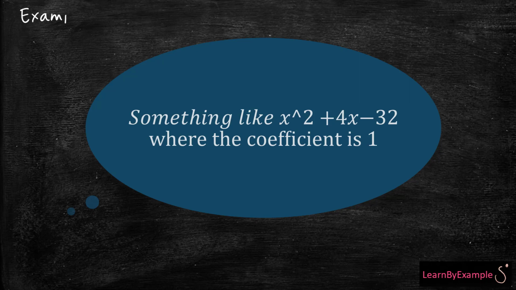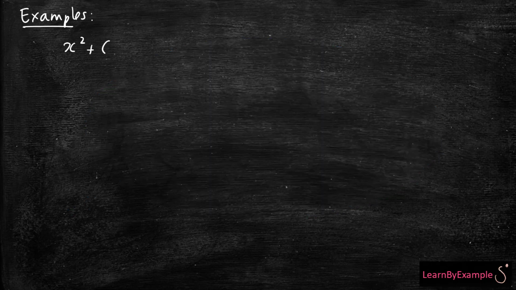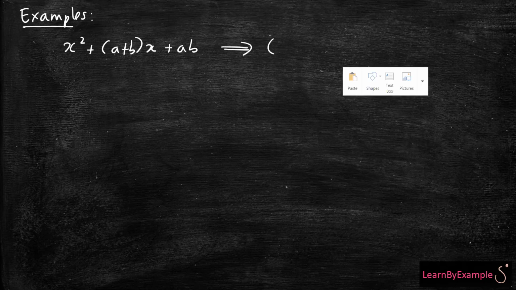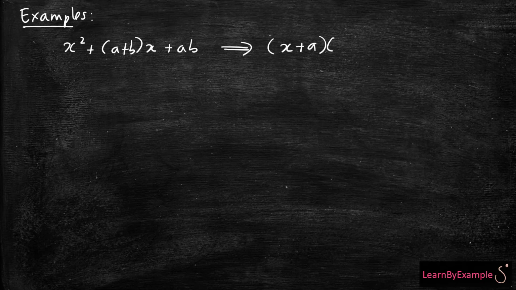Okay, so we're going to be solving some examples related to factoring a quadratic equation with no coefficient. So we're going to be looking at examples with the following equation: x squared plus (a plus b) x plus ab. And our goal is to factor them out into two binomials: x plus a times x plus b. So let's look at the first example.